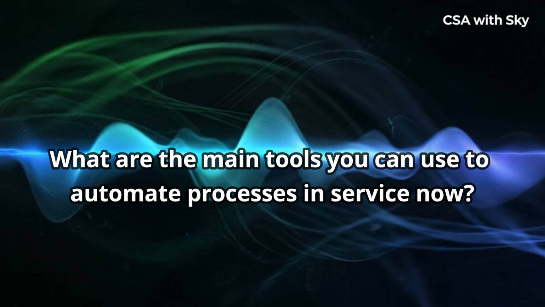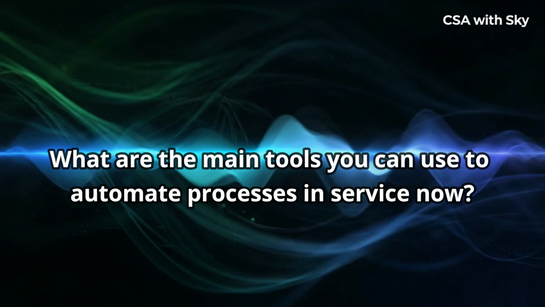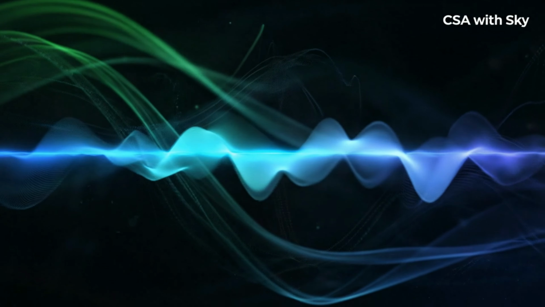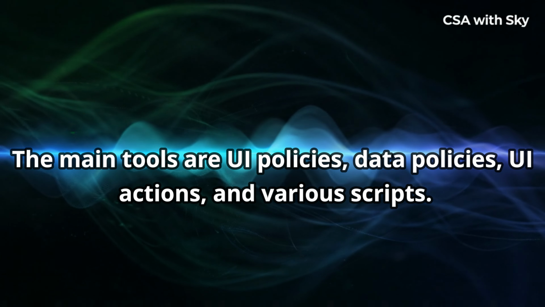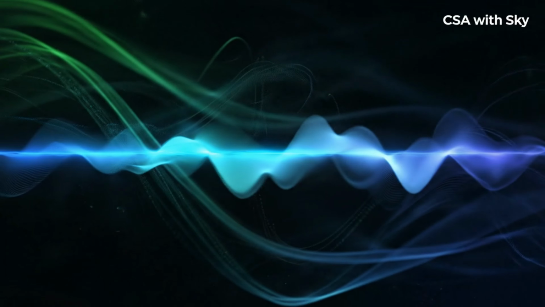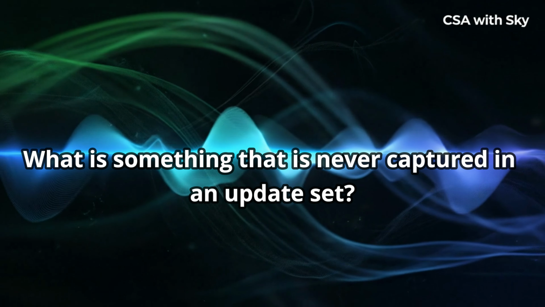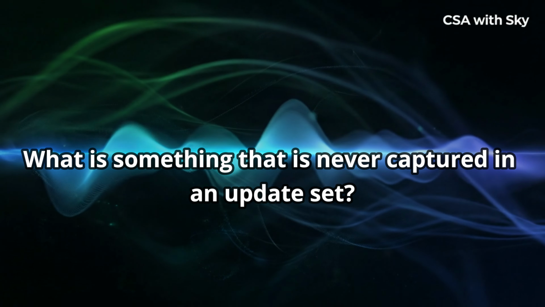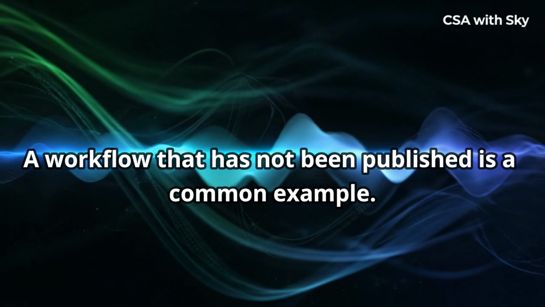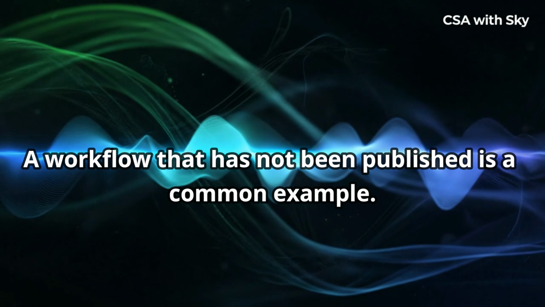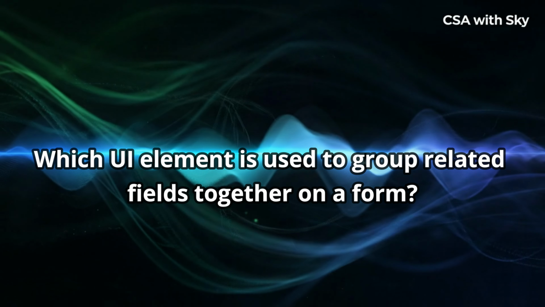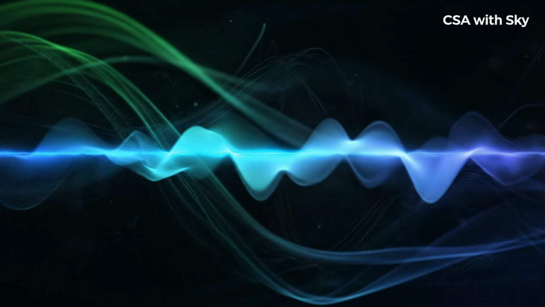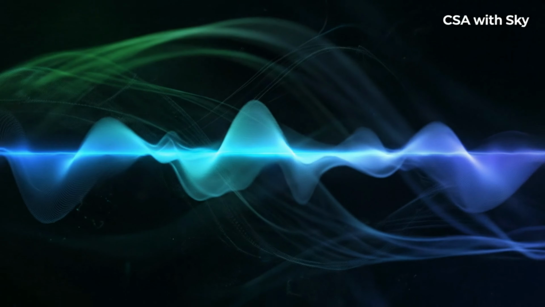What are the main tools you can use to automate processes in ServiceNow? The main tools are UI policies, data policies, UI actions, and various scripts. What is something that is never captured in an update set? A workflow that has not been published is a common example. Which UI element is used to group related fields together on a form? Sections are used for that purpose.